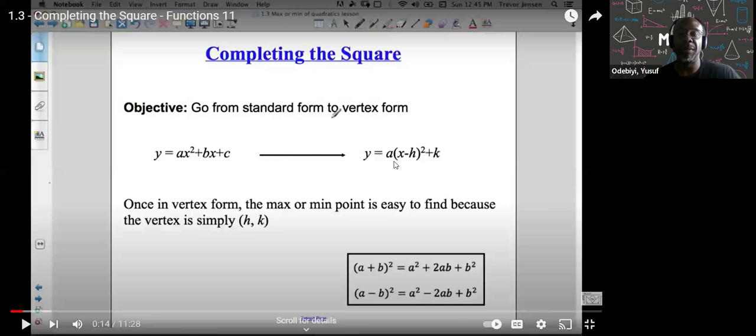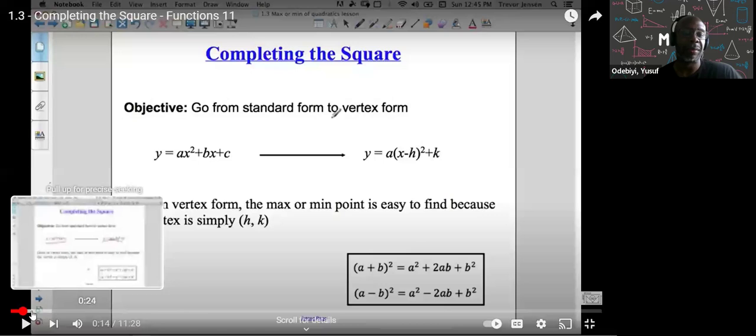So vertex form, as you can see, I'm trying to remember if you guys did this in grade 10. Did you guys touch on this in grade 10? Let me see a show of hands here. Okay. So it's a little bit of review, so that's good. So completing the square, in the end you have it in vertex form. Let's go through some of this.